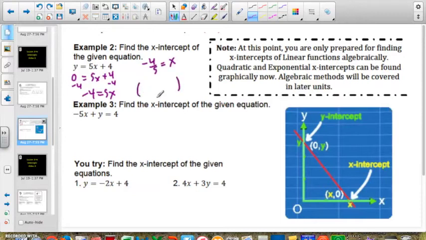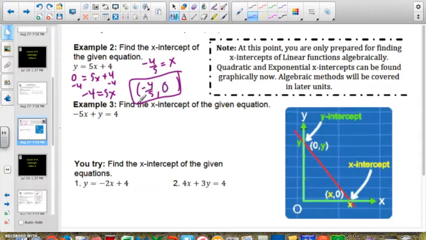Remember, we need to write our answer as an ordered pair, so it's going to be negative 4/5 as our x value, since that's what we just found. And remember, we plug 0 in for y, so that will be our y value. So here we have our x-intercept for example 2.